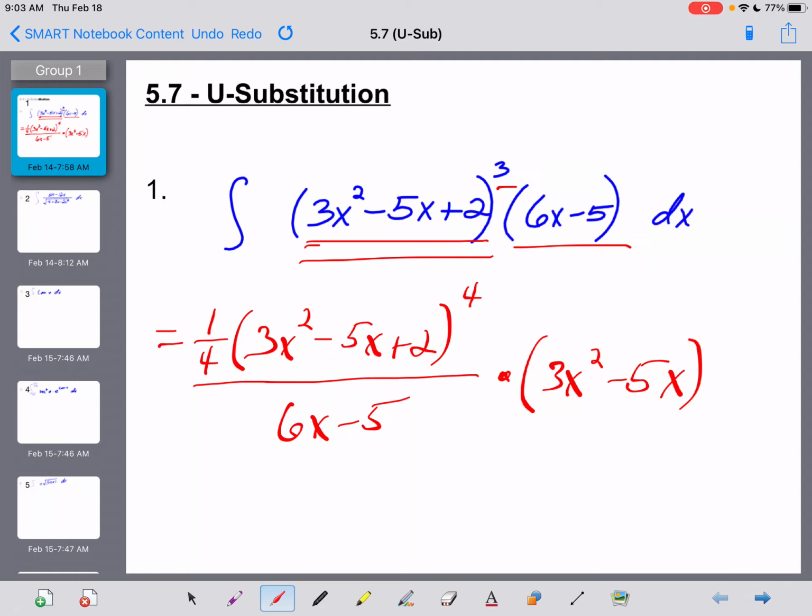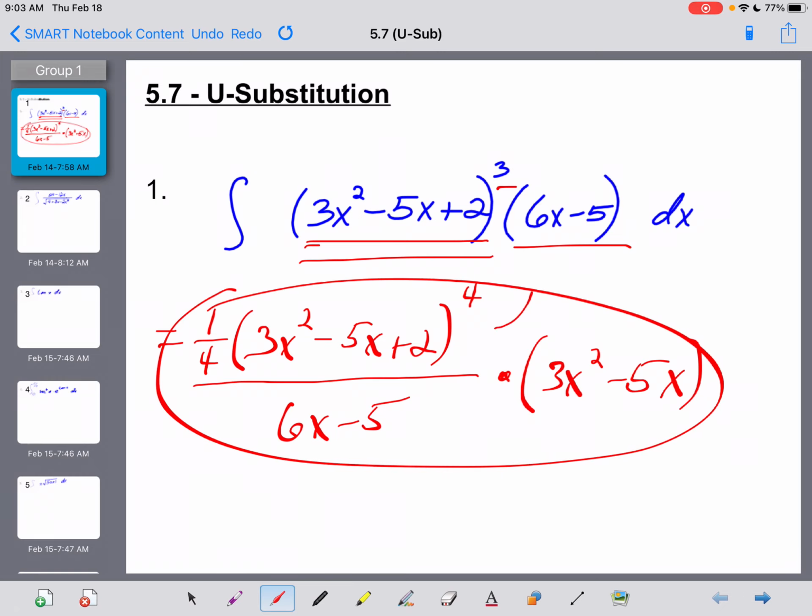There's only one problem with this, everybody. If you were to try to take the derivative of this answer, it would not get you anywhere close to the original integrand. To prove that to you would probably take another 5 minutes, so I'm going to ask you guys to trust me on that. But this method of thinking doesn't work.